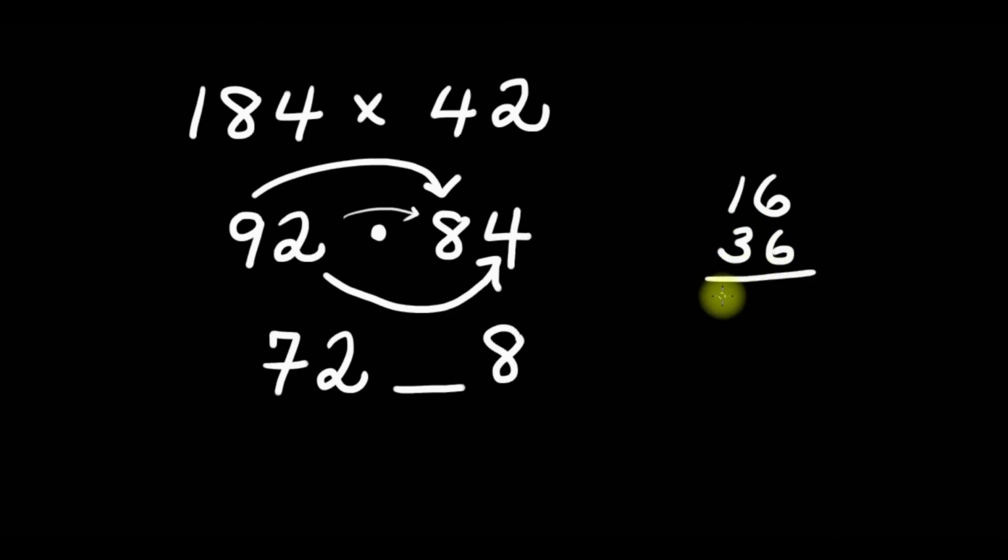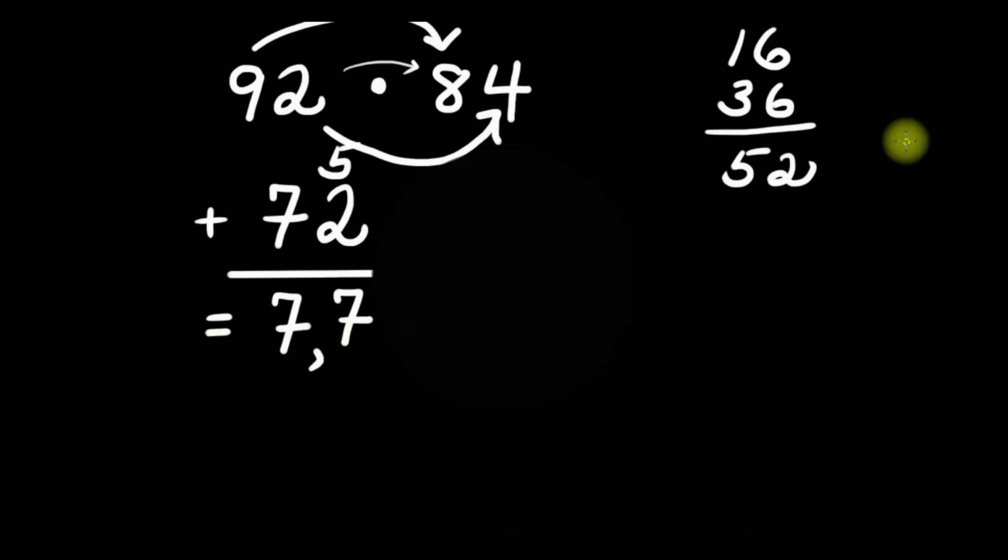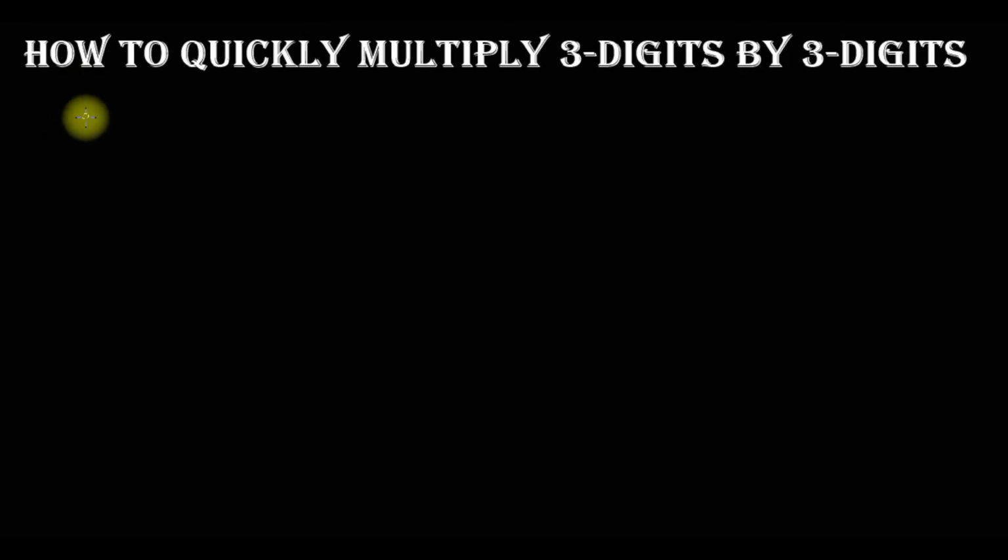And then when you add those up, you are going to get 52. Okay, so the 2 goes here, and then the 5 goes there, because it's 52. Okay, then you're just going to go ahead and add these numbers. So this is an 8, this is a 2, and then 5 plus 2 is 7, and then we bring down the 7. Okay, so the answer is 7,728.